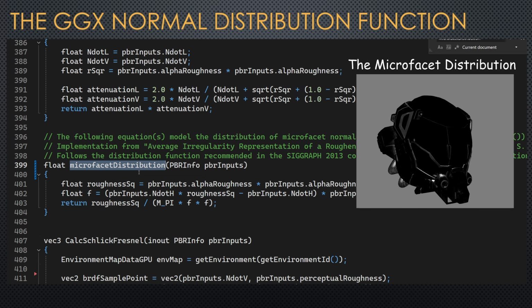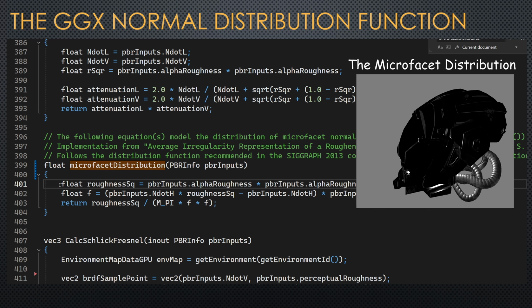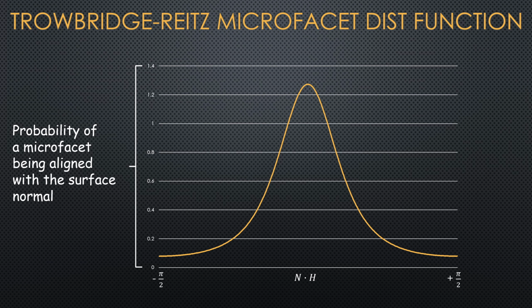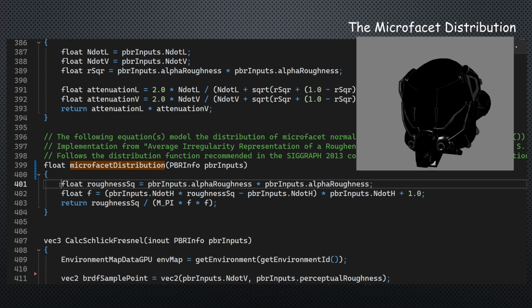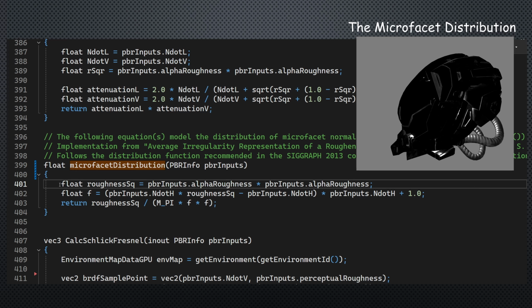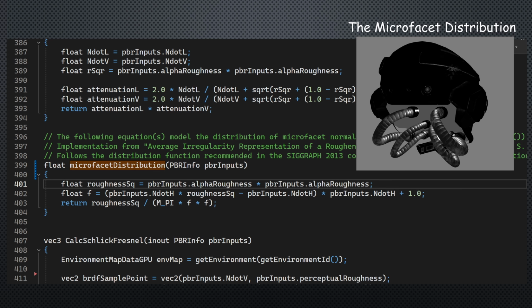The third term is an approximation of the GGX normal distribution function. This function estimates how likely it is that the microfacet is oriented to reflect light towards the viewer. This version is known as Trowbridge-Reitz, and we've seen it in the previous PBR tutorial. Due to lack of time, I'm going to skip it for now.